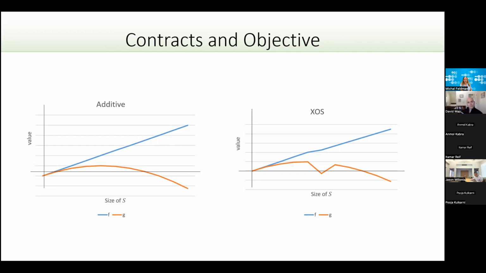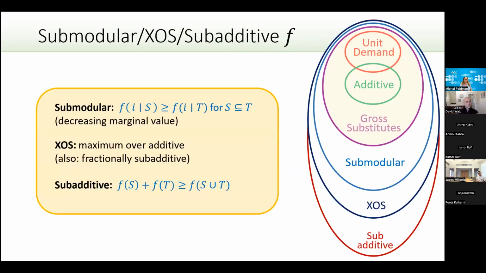And here is another example. Here is an F that is XOS, so a nice function. And here G may really go crazy. It may be non-monotone, even non-subadditive, and again, non-positive, like negative. So maximizing G is very challenging.